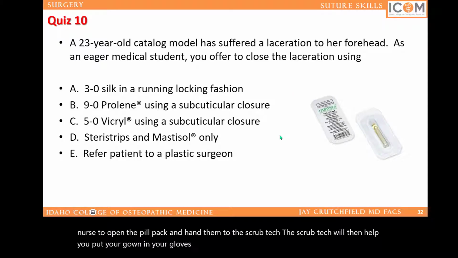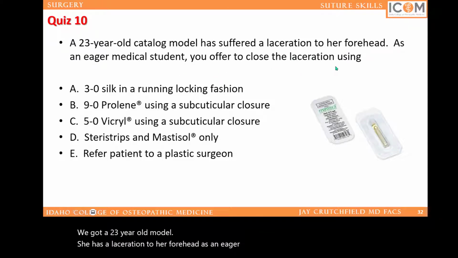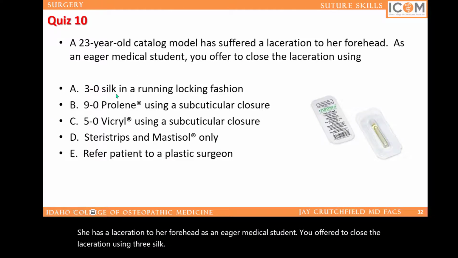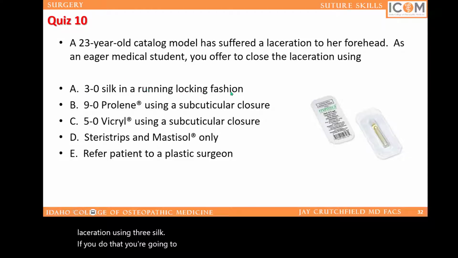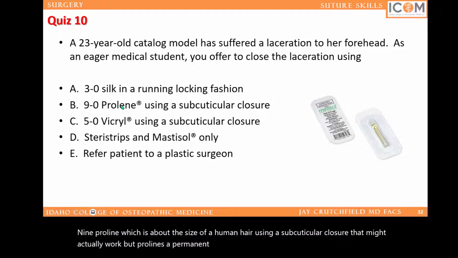Now, last one here. We got a 23-year-old model. She has a laceration to her forehead. As an eager medical student, you offer to close the laceration using 3/0 silk. Well, if you do that, you're going to leave crosshatches in her in a running locking fashion. 9/0 Prolene, which is about the size of a human hair, using a subcuticular closure. That might actually work, but Prolene's a permanent suture, and it's blue in color.